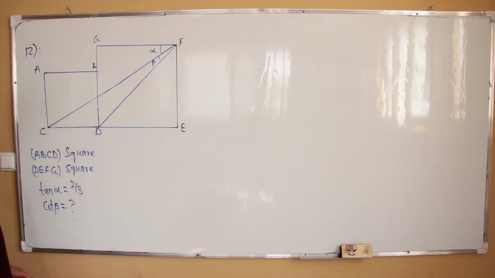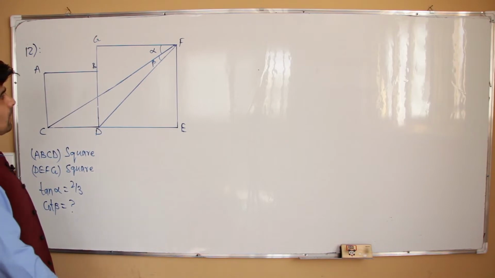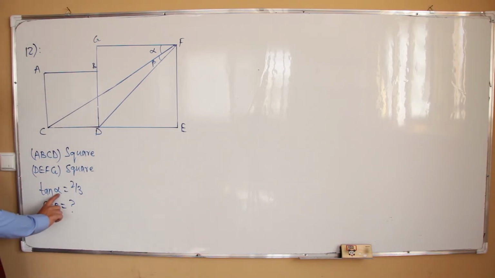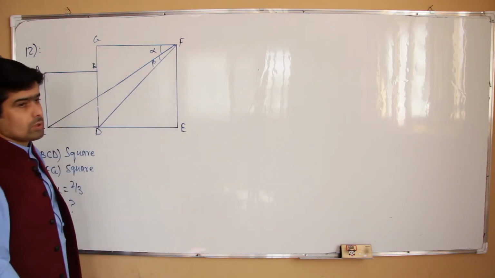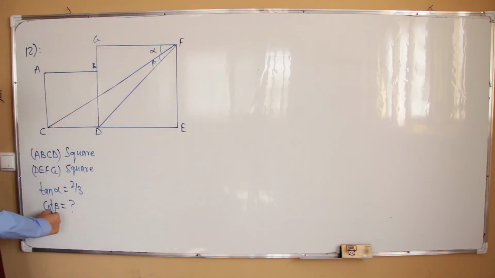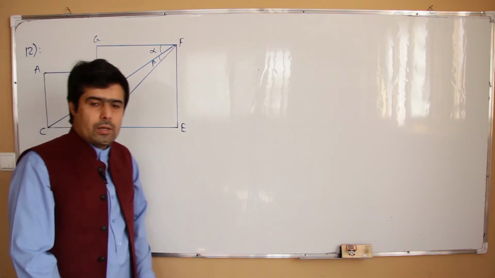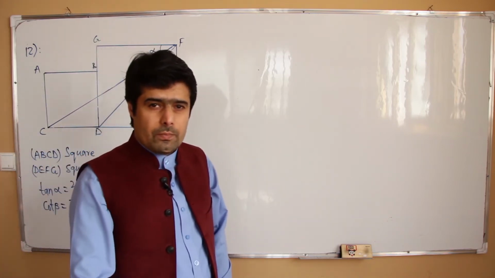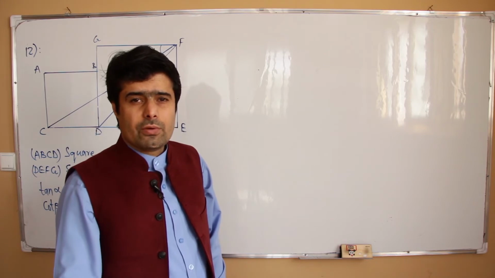Question number 12. In this diagram, tangent of alpha is given as 2 by 3, but cotangent of beta is our aim, our focus to find. One thing we have to know, ABCD is a square, and DEFG is also a square. Now you have to find cotangent of beta. In order to find cotangent of beta, it doesn't matter that you have to find cotangent beta straight away.